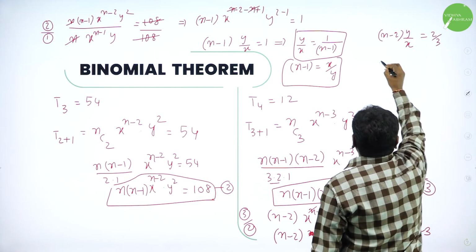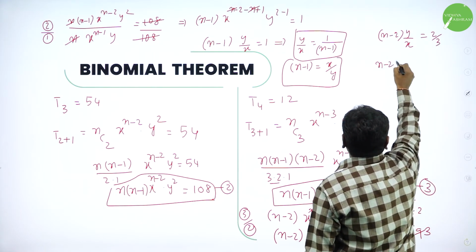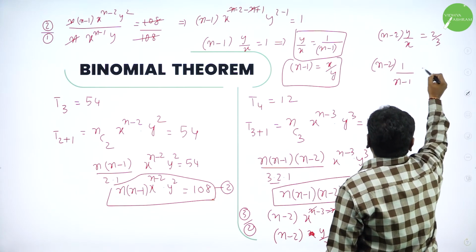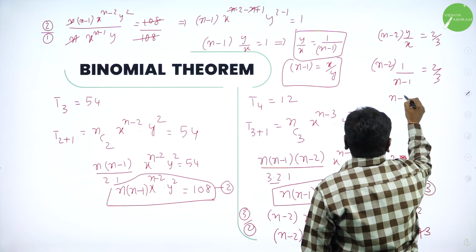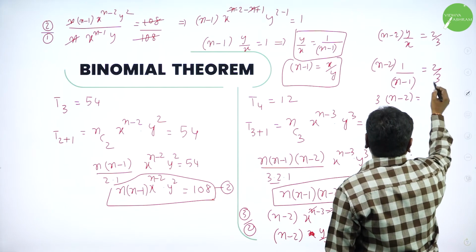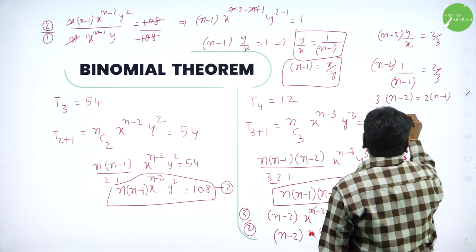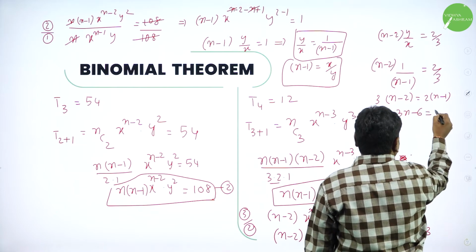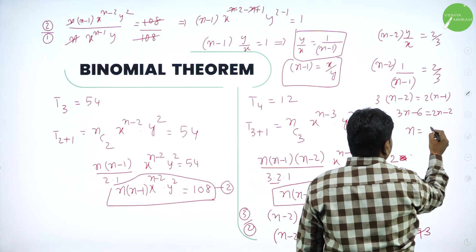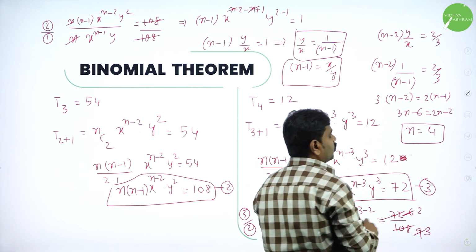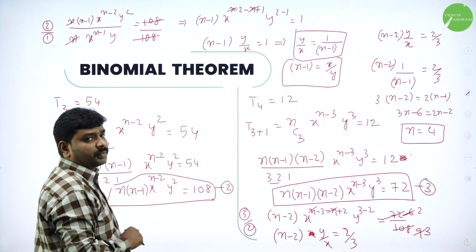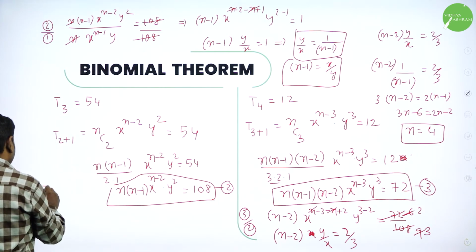So substitute n minus 2, let it be, and y by x, you know what is y by x? 1 by n minus 1 is equal to 2 by 3. So n minus 2 is equal to, cross multiply, 3 into n minus 2 is equal to 2 times n minus 1. Simplify this, 3n minus 6 is equal to 2n minus 2. Bring this to the side, so n is equal to 4 we will get. So we got n value 4, you can do comparison.